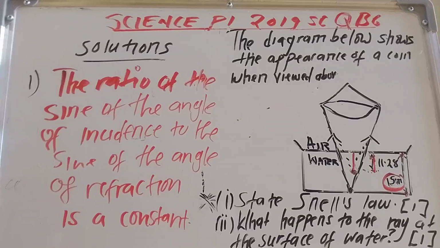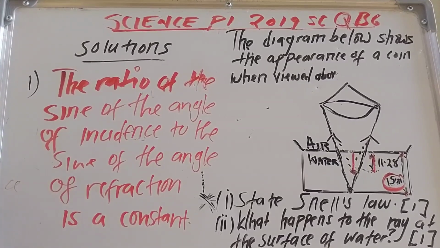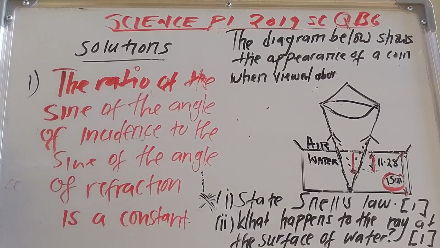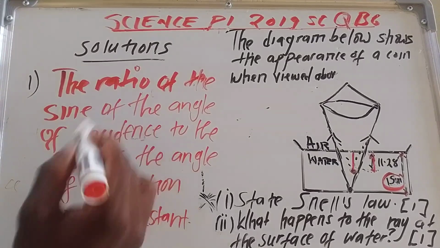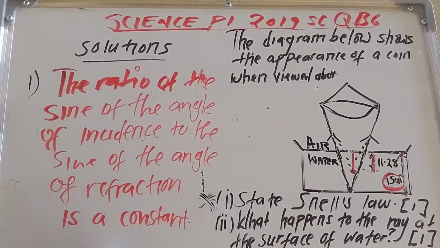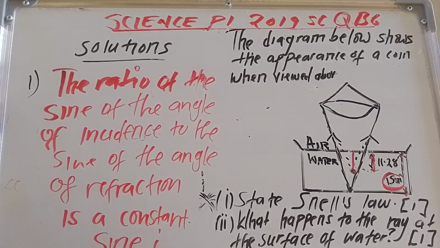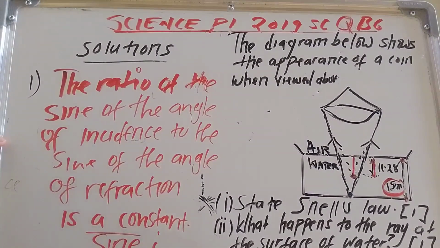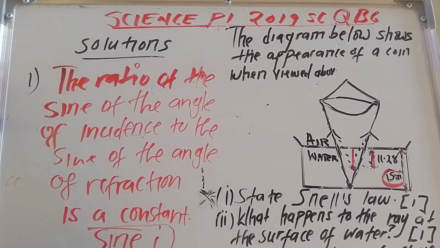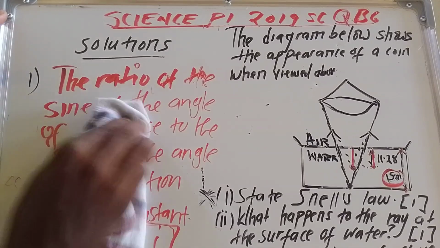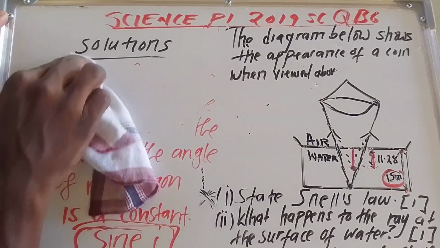I hope you have gotten that, and I hope you have gotten one or two points from what I have explained. In case you forget this explanation, make sure you remember this expression: sine of incidence over sine of refraction is a constant. So this is Snell's law, if you want to write it as an expression. So this is all about question 1. Let's go to question 2.